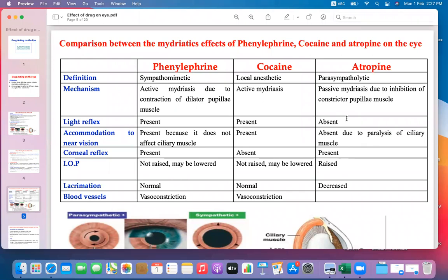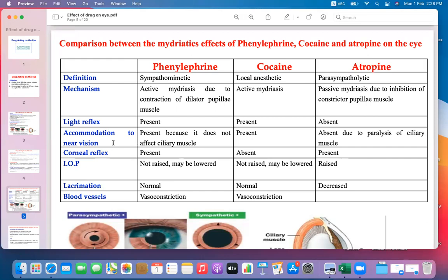So how can you identify if your unknown drug causes mydriasis but the light reflex is absent? You can take a torch and suddenly switch it on near the rabbit eye. If the rabbit eyelid closes, the light reflex is present. If the rabbit is not able to close the eyelid upon stimulation by the torch light, you can say the light reflex is absent. So you can say that the unknown given drug was atropine. Okay.